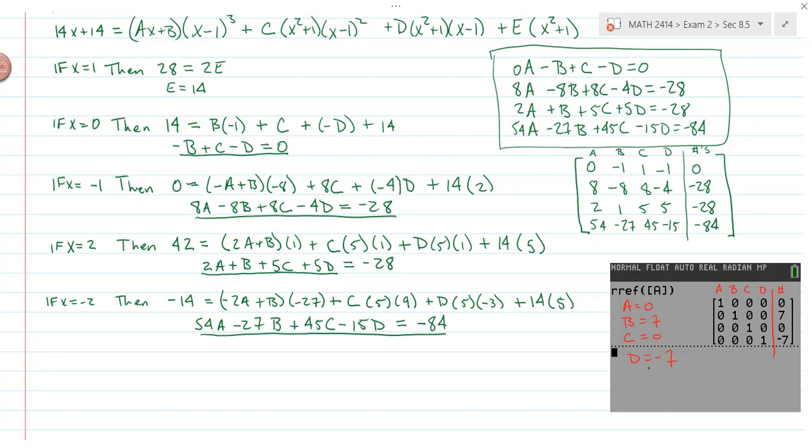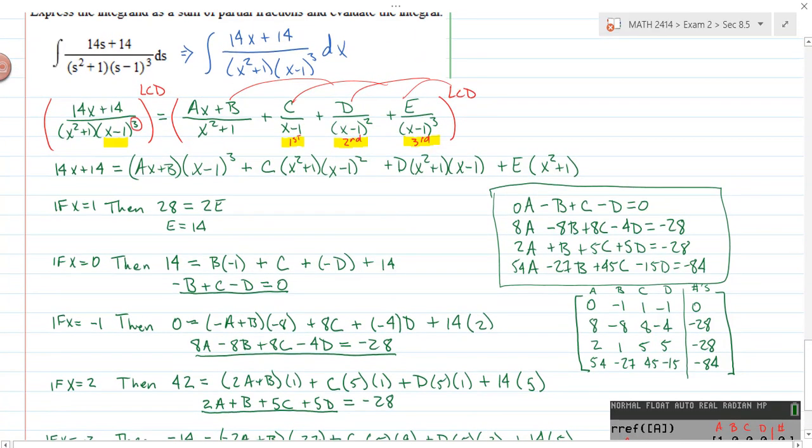The calculator is your friend for these problems. The hardest part, I think, was setting up or getting the equations to plug into the calculator. If you have a lot of variables when you do this partial fraction decomposition, you're going to have to use the matrices on your calculator to help you with the arithmetic. The question was, what did we do about E? The answer is we didn't have to plug E into the calculator because right up here we already found what E was. E was 14.